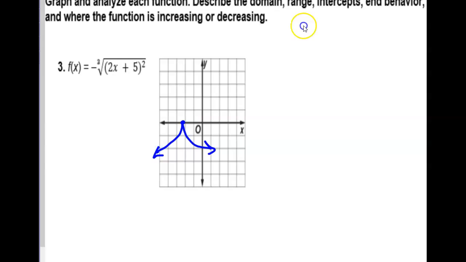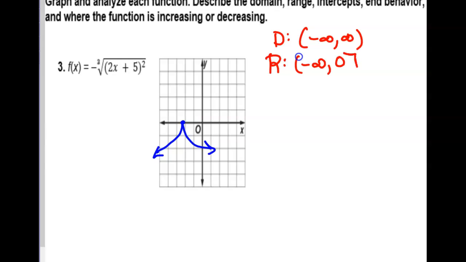All right, so help me out. Domain? It's a cube root. Is there restrictions on what we can put into a cube root? No, and it goes left and right, so it's all real numbers. Range? Anybody? And it does hit 0 here.